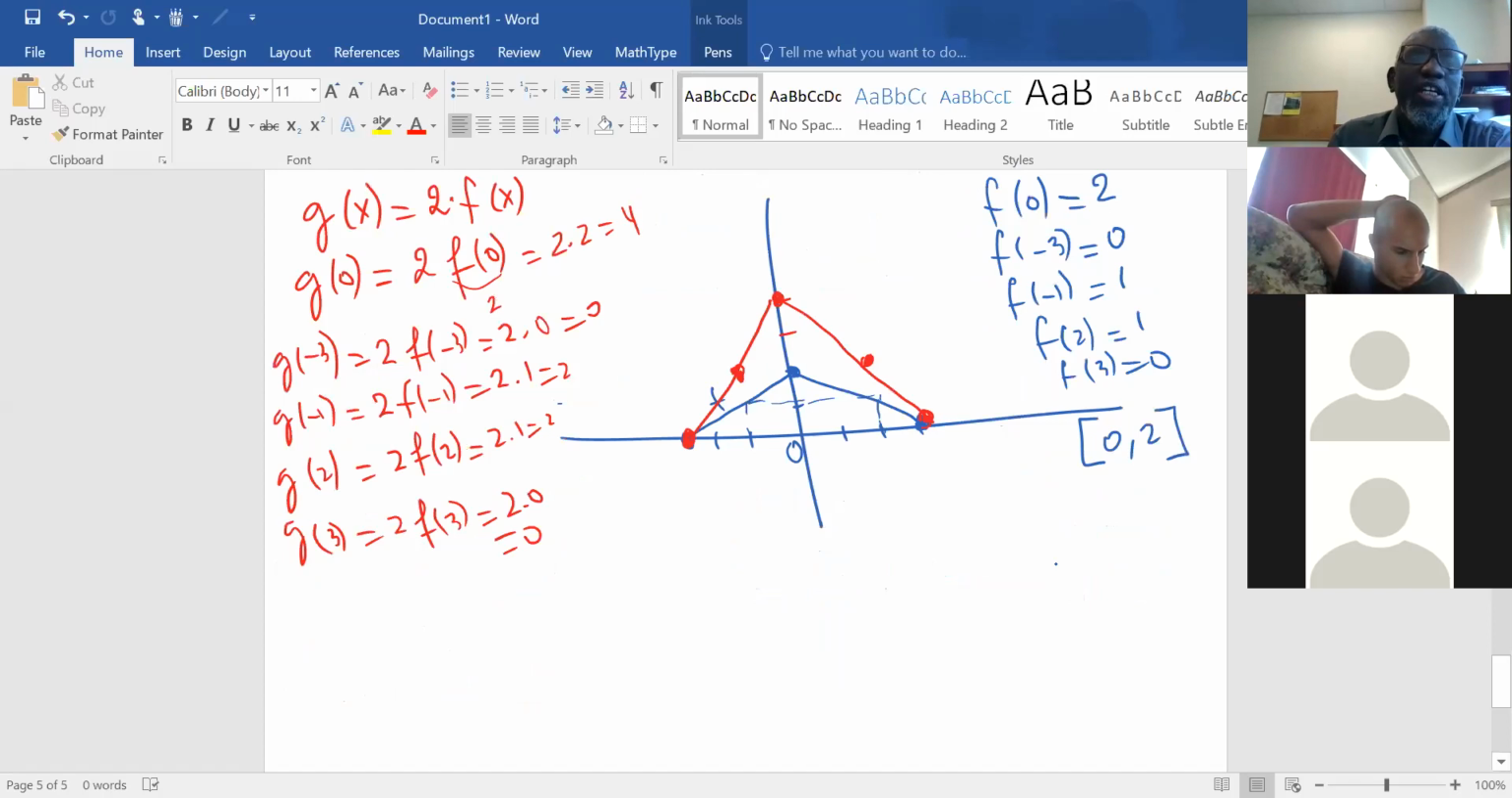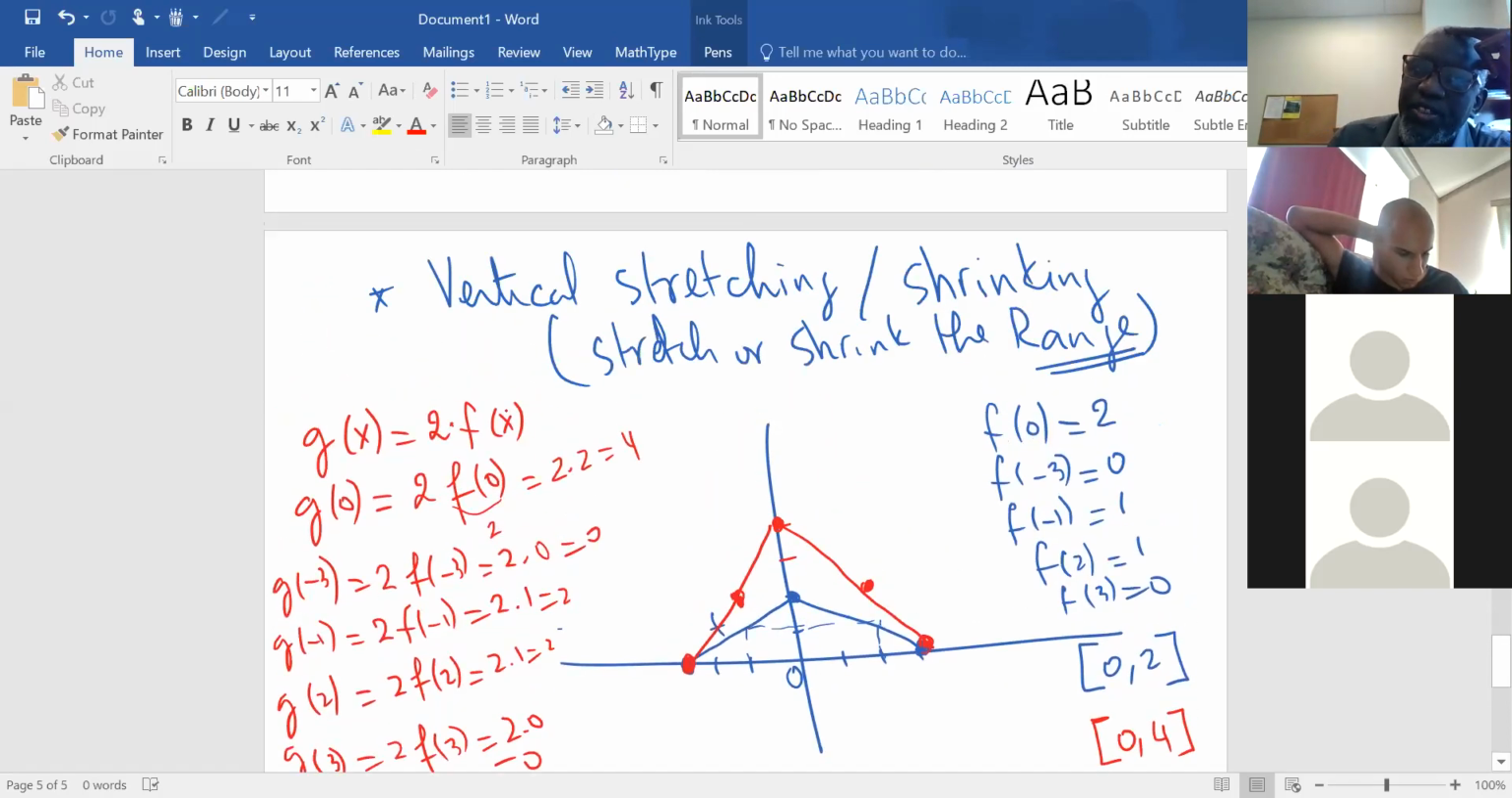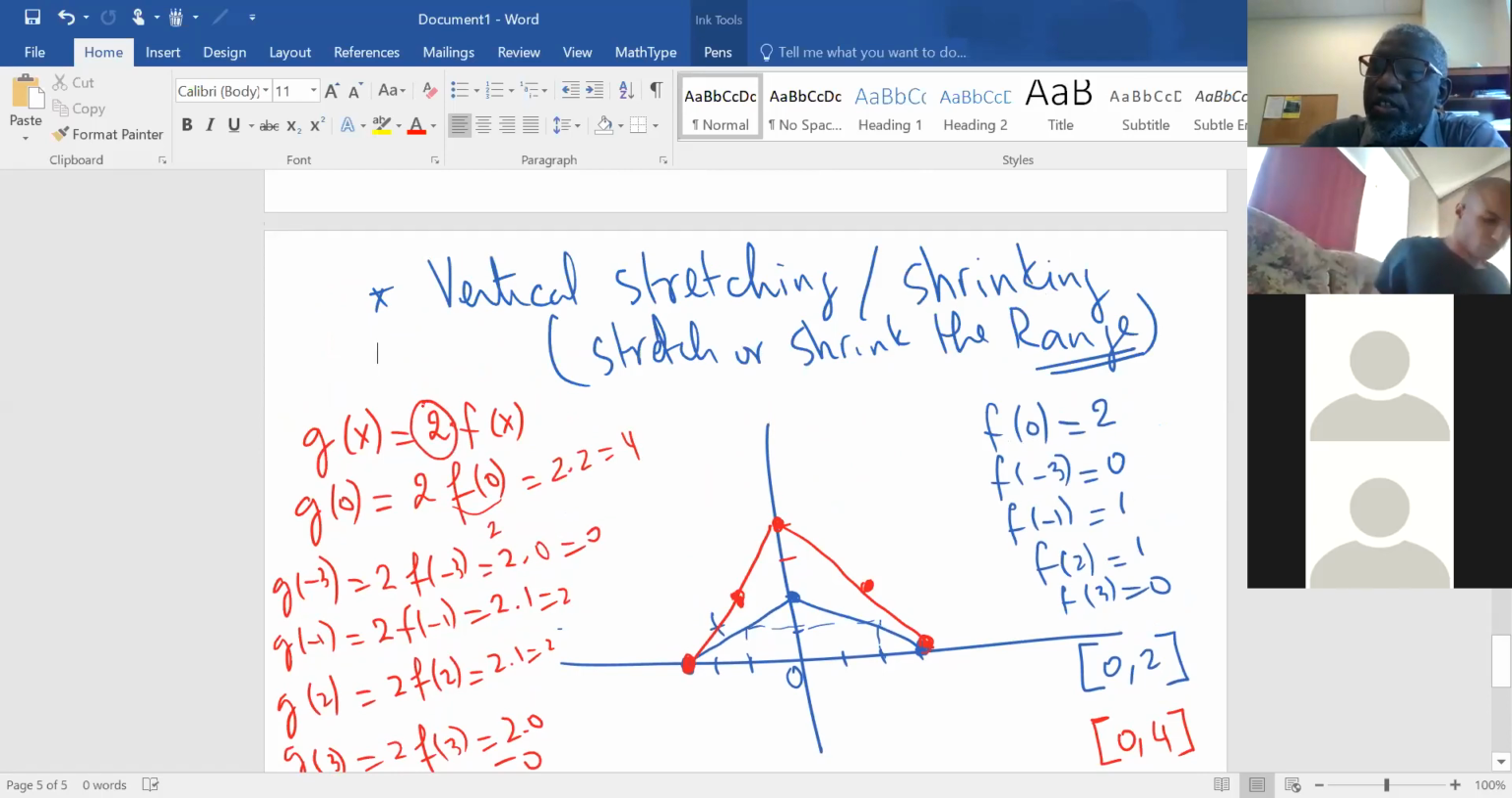What is the new range? What is the range of the red graph? From what y to what y? 0 to 4. 0 to 4. As you can see, the range has doubled, right? And where does the 2 come from? The 2 comes from this right here. When you multiply a function by 2, you stretch the range as many times as the number, right? If you multiply by 5, you're going to stretch it 5 times. If you multiply by 6, you're going to stretch it 6 times, right?